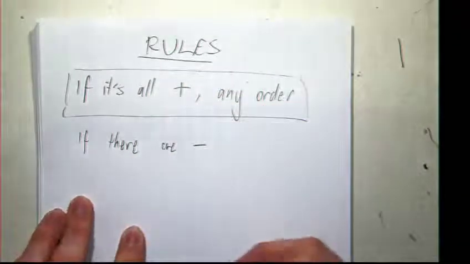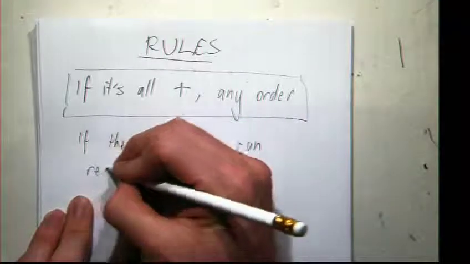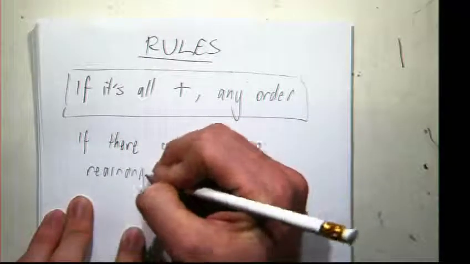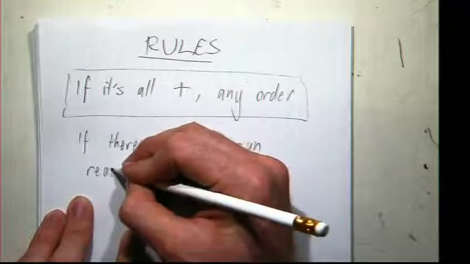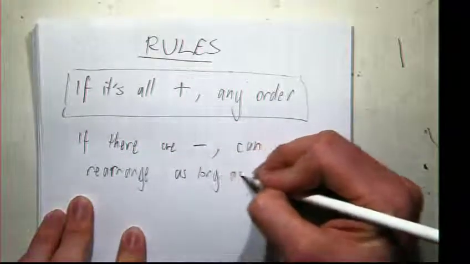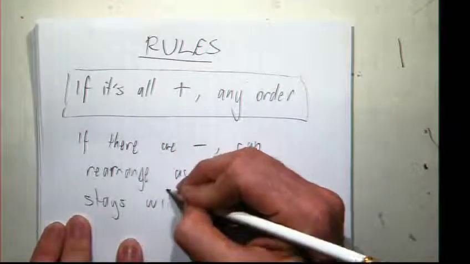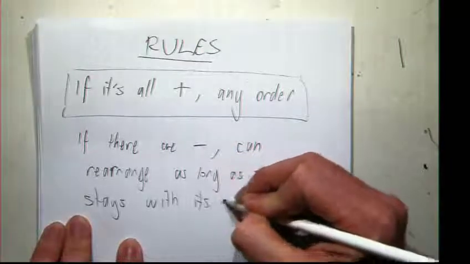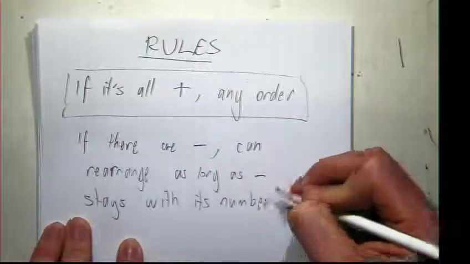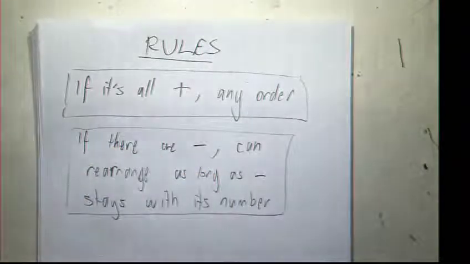If there are minuses, rearrange, as long as the minus stays with its number. The point I'm trying to make is that I could take my calculator and ask it to calculate that, and they would always come to the same answer.